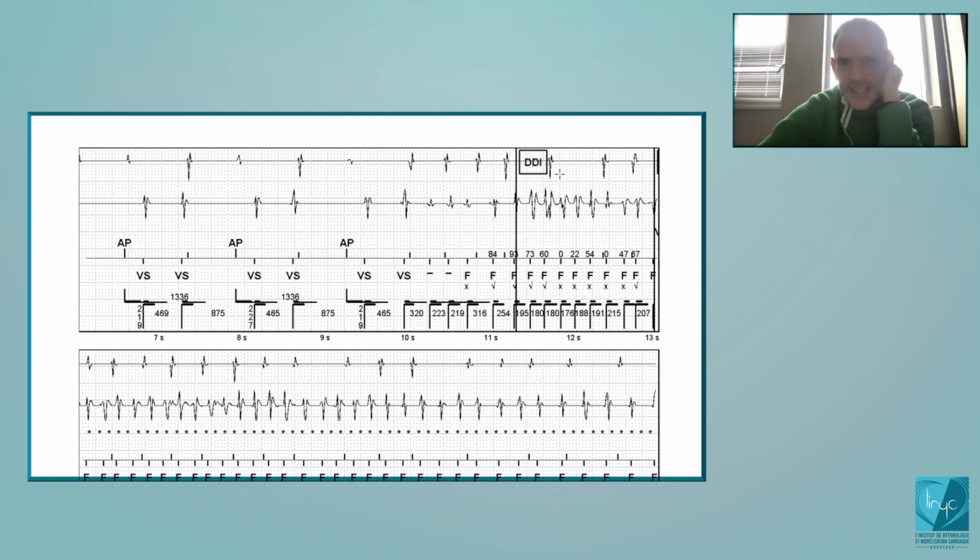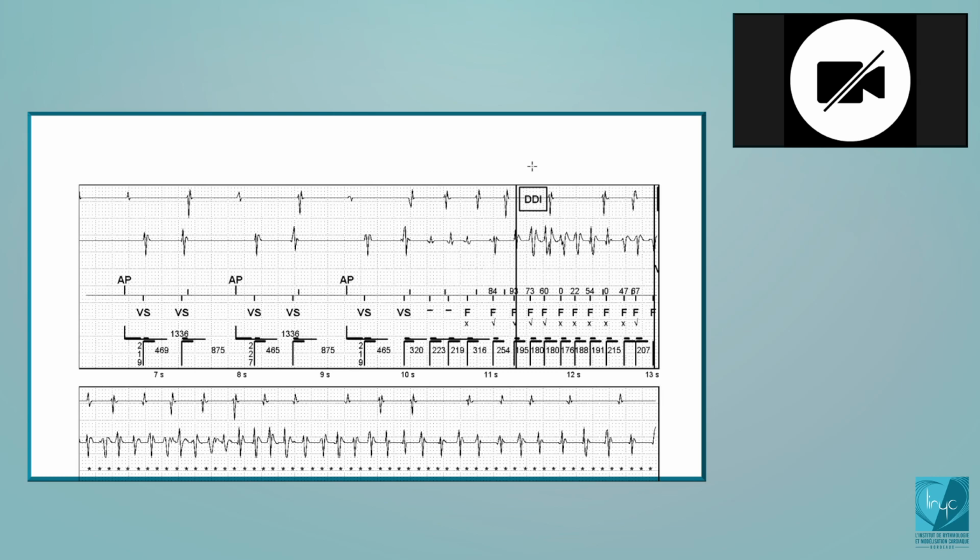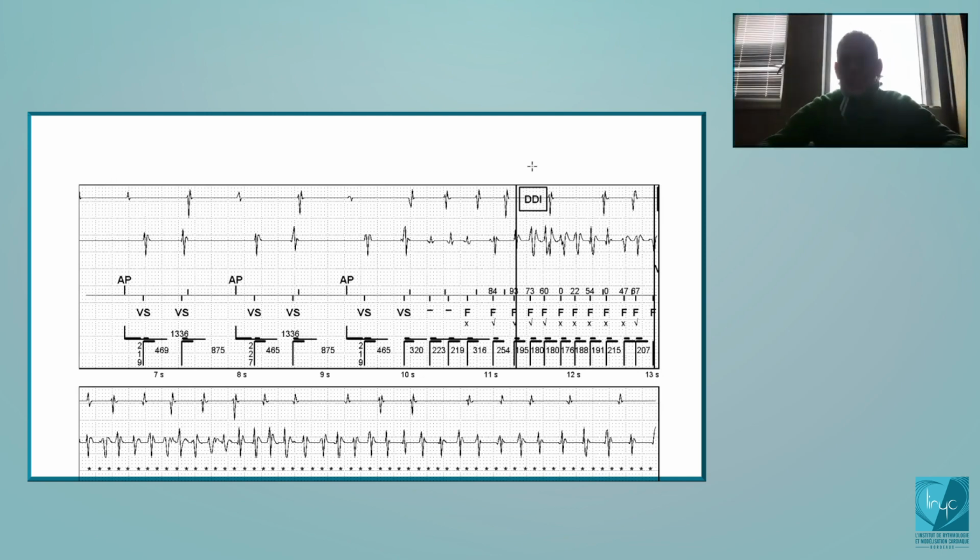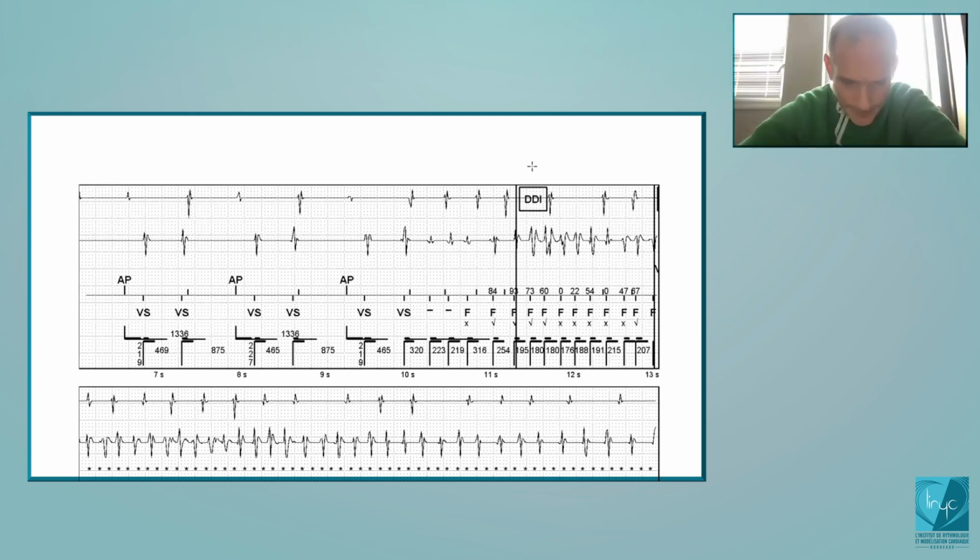Okay, what is DDI here? DDI means that it switches to DDI mode. Yes, there is a tachy mode. When you program the St. Jude ICD, you will program the classical mode, and then a tachy mode, which after 3 cycles of tachycardia, it will switch automatically to this mode.